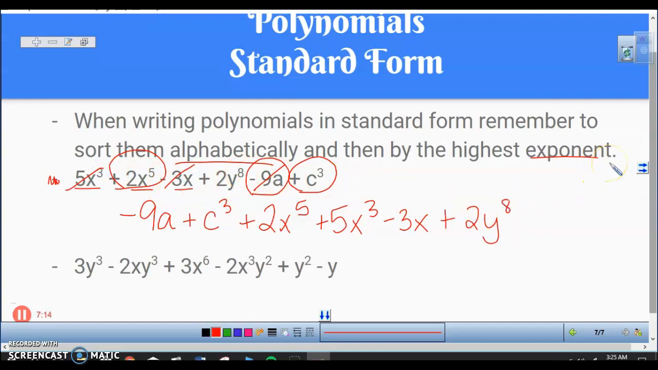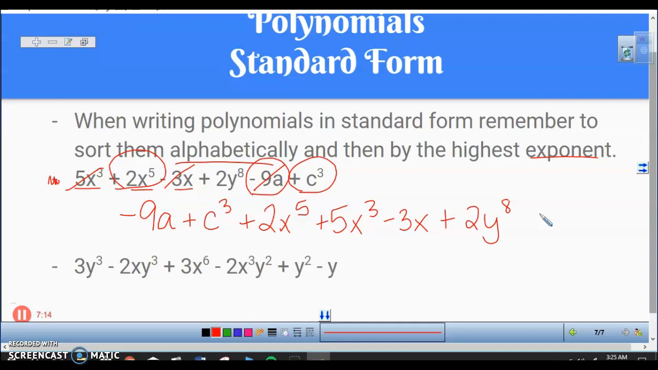A common mistake I've seen is people order it by the exponent first, and they don't even worry about alphabetically. That would cause you to get all of those wrong because they are not standard form. You have to go alphabetically and then exponent. So 2y to the eighth has the highest exponent, but it is the last term in this polynomial. So this would just be considered a polynomial with a degree of 8. So it's still classified by the highest degree, but it's not written that way.